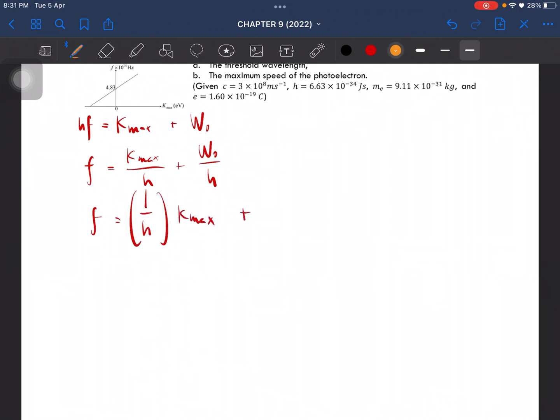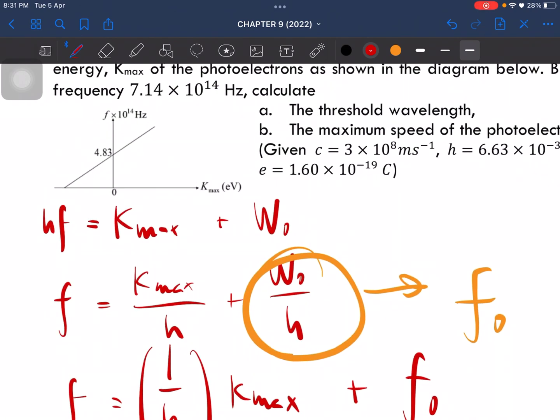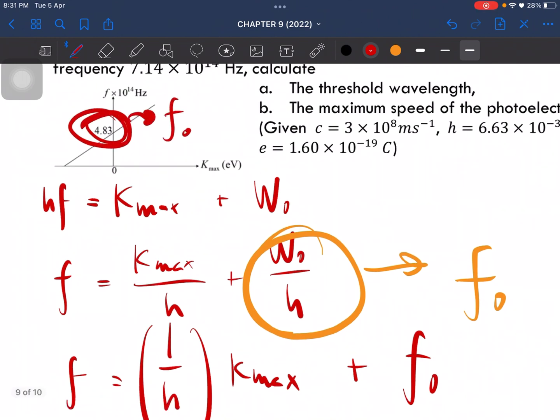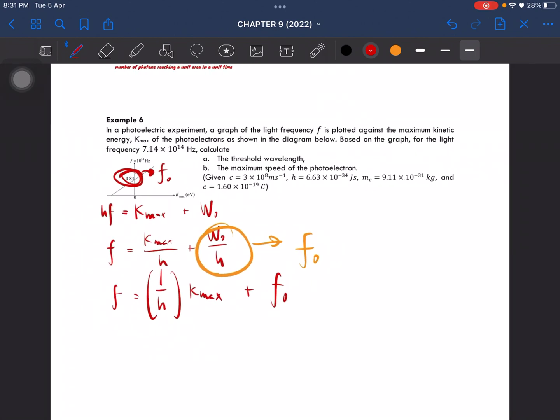So we know that this is actually just the threshold frequency equation. This y-intercept here is actually the threshold frequency. If we get the threshold frequency, we can then calculate the threshold wavelength. That is just lambda naught equals c over f naught. So the threshold wavelength is 6.21 times 10 to the negative 7 meters.